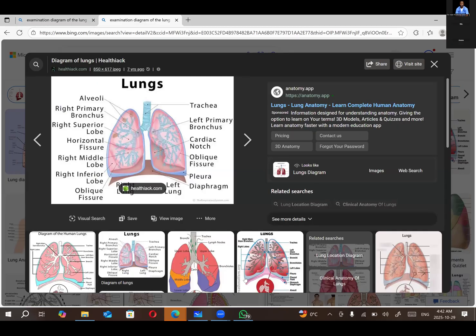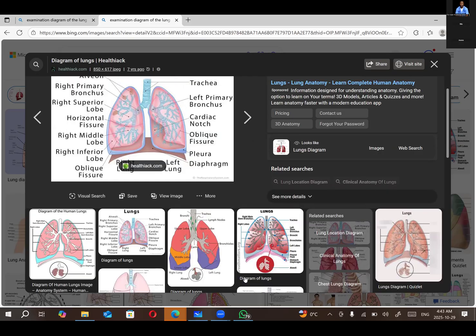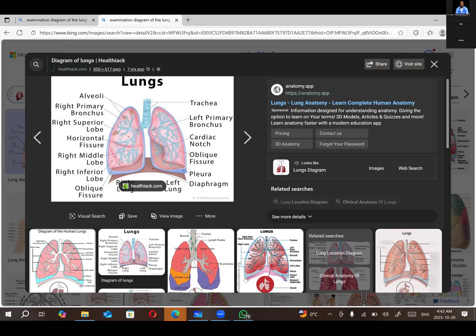Okay, maybe this one is better. So the diaphragm is what is at the bottom. Watch closely, it's labeled, the brown thing. So this is what separates the lung from the abdomen. So there are two lungs. We have the right lung and the left lung.